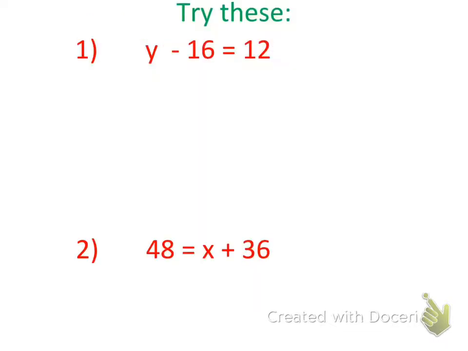Okay, let's do these together. We're going to do a couple of these together. So let's look at the first one. We have y minus 16 equals 12. Okay, who remembers what our first step was? Box the x. Do it. Box the x on your paper, which is a y in this case. You're right. Box the x. The next step was to bring down the equal sign.